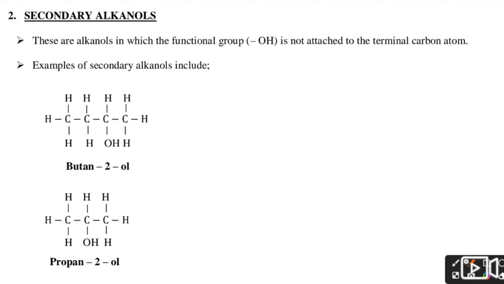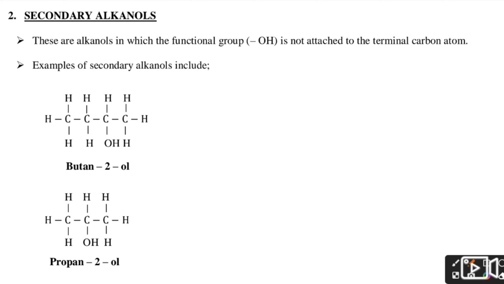So when we check the second carbon, when you count from right to left, it has the functional group. That means this compound will be a secondary alkanol. The other way you can know is that a secondary alkanol is an alkanol in which the carbon to which the functional group is attached has only one hydrogen attached.